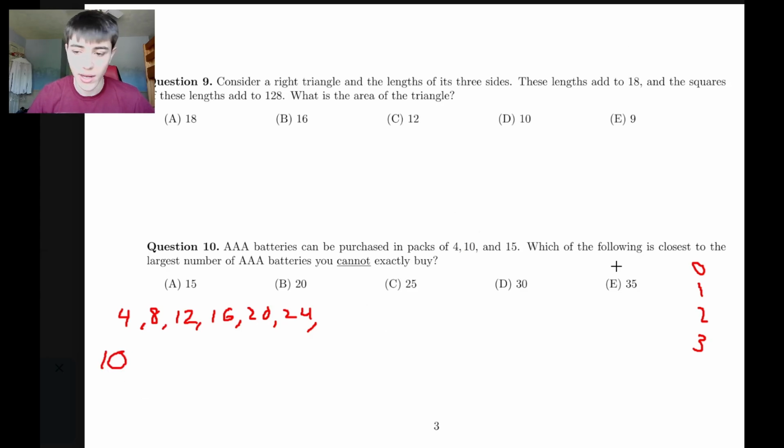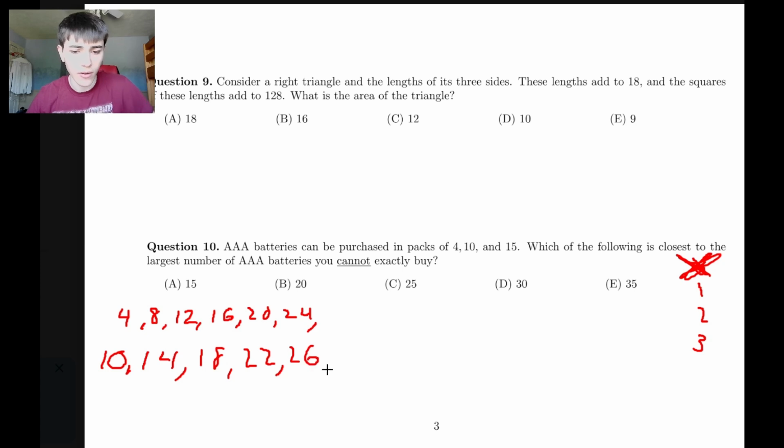So 10 is congruent to 2 mod 4. I'll cross out 0 because we've already eliminated everything that's congruent to 0 mod 4. So now we're at 10, okay? And that means that 14 we can make, 18 we can make, 22 we can make, 26 we can make. And then anything after that we can also make, right? So 30, 34, etc.